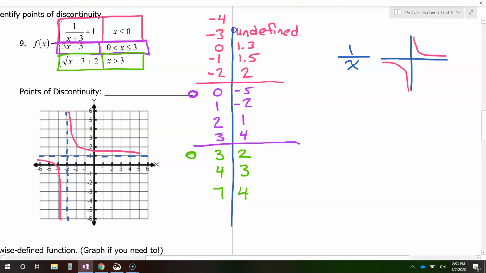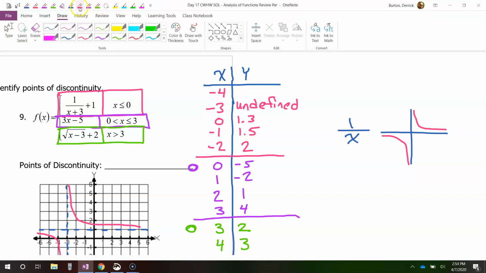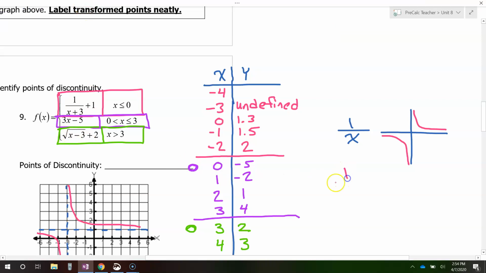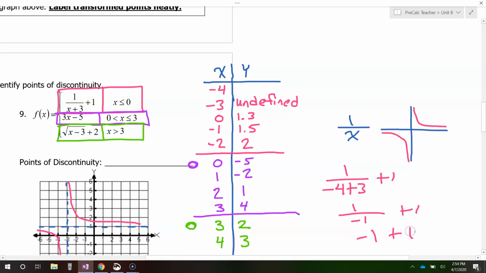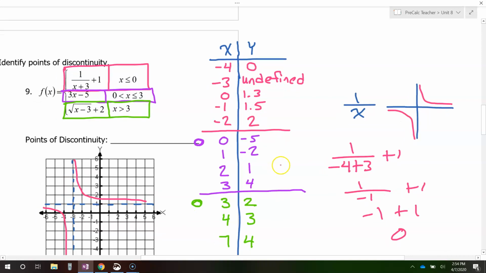If we're doing it in blue, let's just stick with blue. Okay, so x's and y's. If we do -4, then what's going to happen? All right, so I've got 1 over -4 plus 3, plus 1. So that's going to give me 1 over -1, right, plus 1. So that's going to give me -1 plus 1, which is going to give me 0. So -4 comma 0 is also a point.